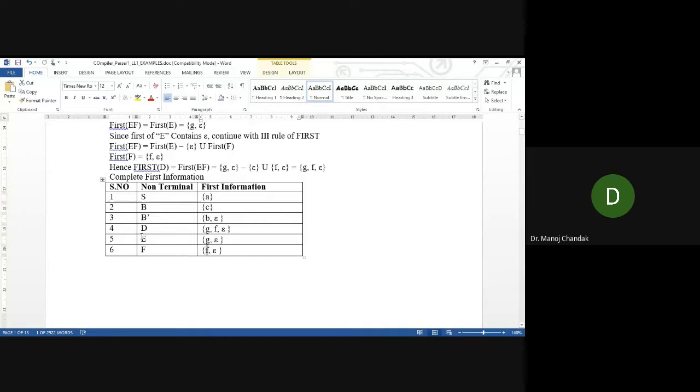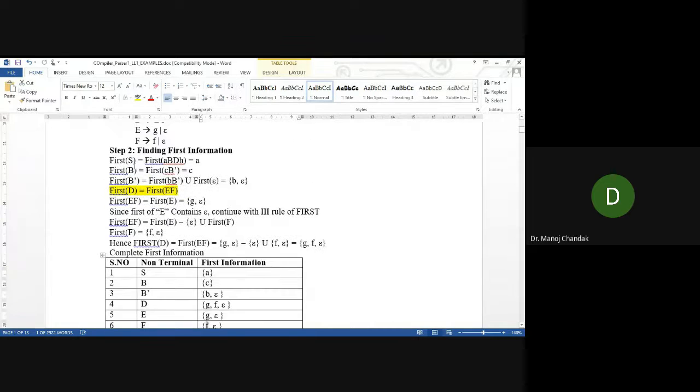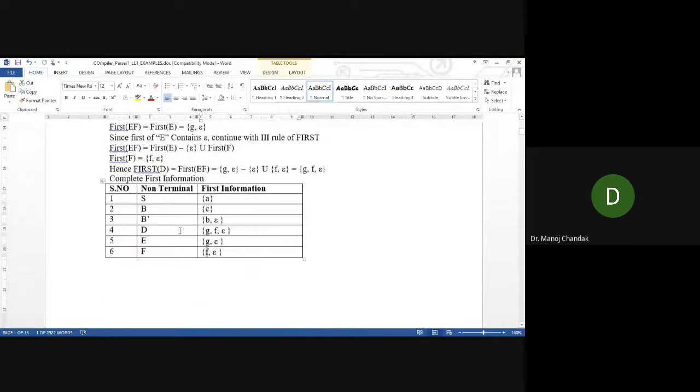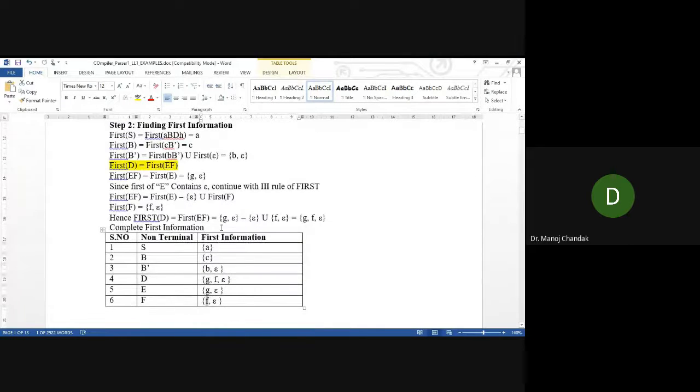What is first of E? First of E is nothing but G epsilon. First of F is nothing but F epsilon. This way you can calculate first very easily. You must remember this rule: if any particular non-terminal symbol derives to epsilon, and it is having an extension, for example, let me write it here.